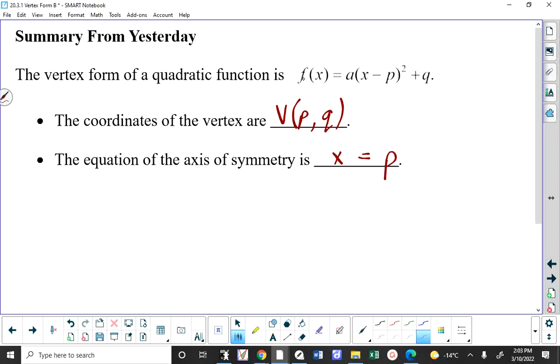The reason why the y-coordinate of the vertex is at q is because q is dealing with the vertical shift up or down. If q is positive, then it shifts up that number of units. If q is negative, it shifts down. So if q is negative 5, the y-coordinate of the vertex will be at negative 5. What I didn't say in all of this is that the reason the vertex is at p comma q is because it starts off at 0 comma 0. Then it undergoes the shift of p and q.